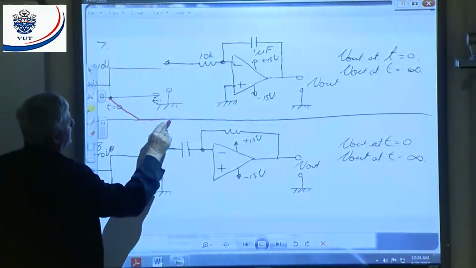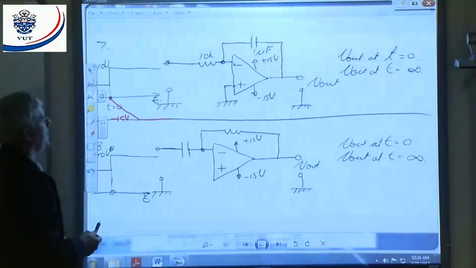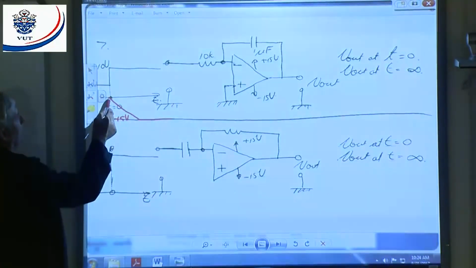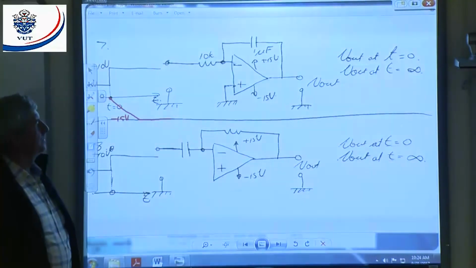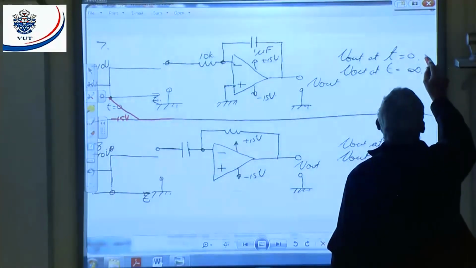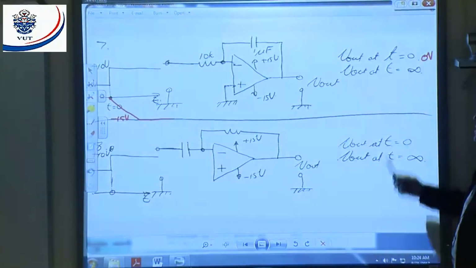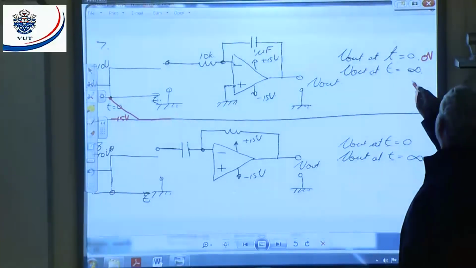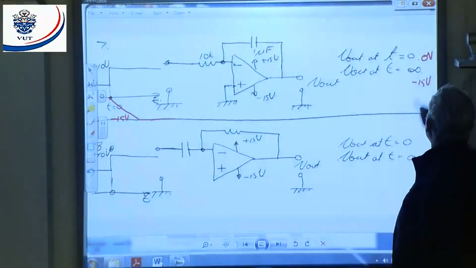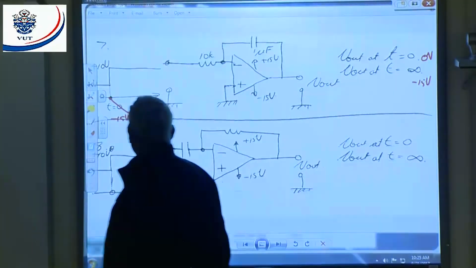Till it reach, let's say, minus 15 volts. That means at t is equal to 0, what is the output voltage? The output voltage is 0. That means here the answer is 0 volts. All right. V out at t is equal to infinite. That will be minus 15 volts. All right. Because that thing will integrate to that.